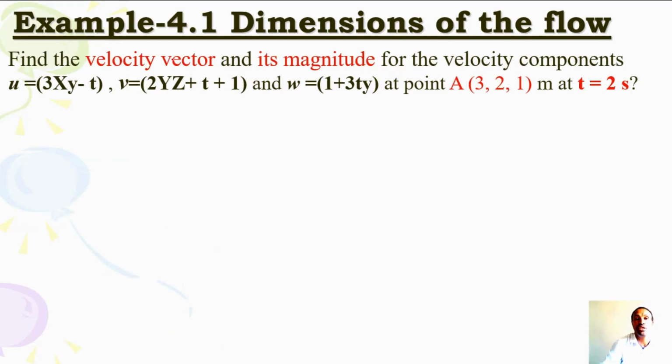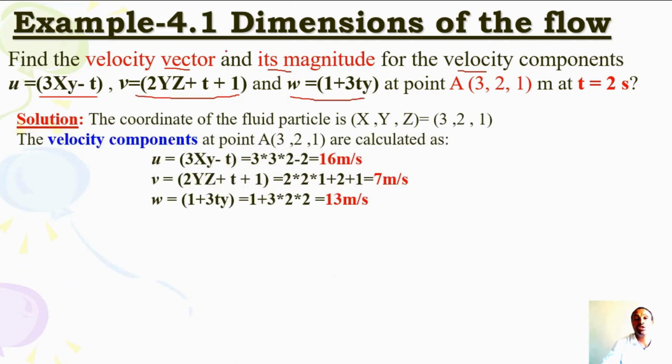So let's go to the first example. Dimensions of the flow. Find the velocity vector and its magnitude for the velocity components u equals 3xy minus t, v equals 2yz plus t plus 1, and w equals 1 plus 3ty at a point (3, 2, 1) meters at t equal to 2 seconds. So when t is 2 seconds, with this position vector in three-dimensional axis, what will be the velocity vector and its magnitude? So let us see.